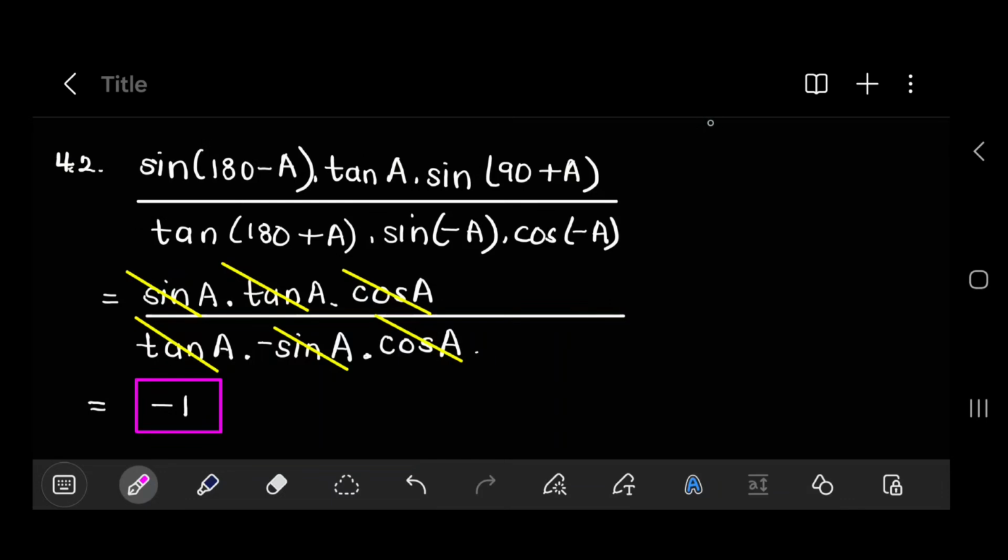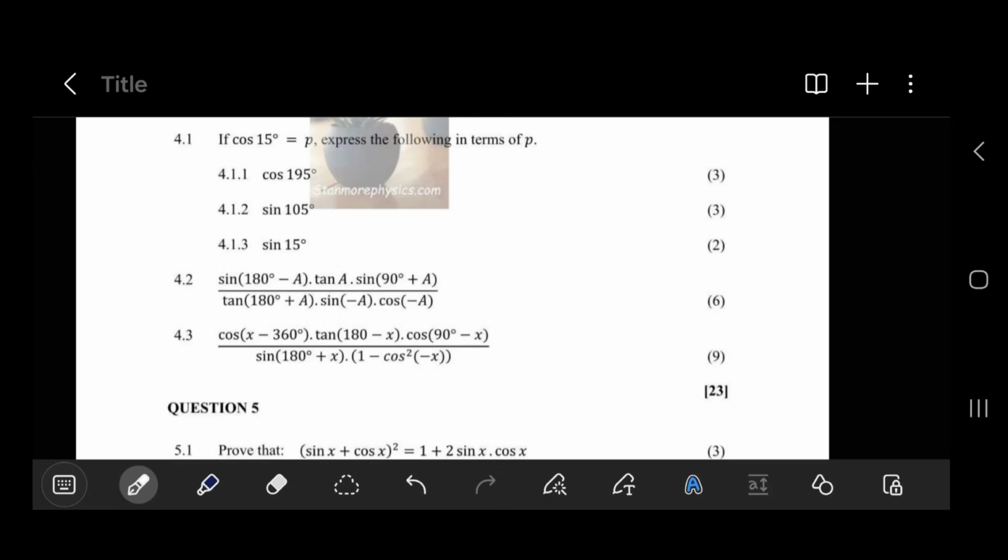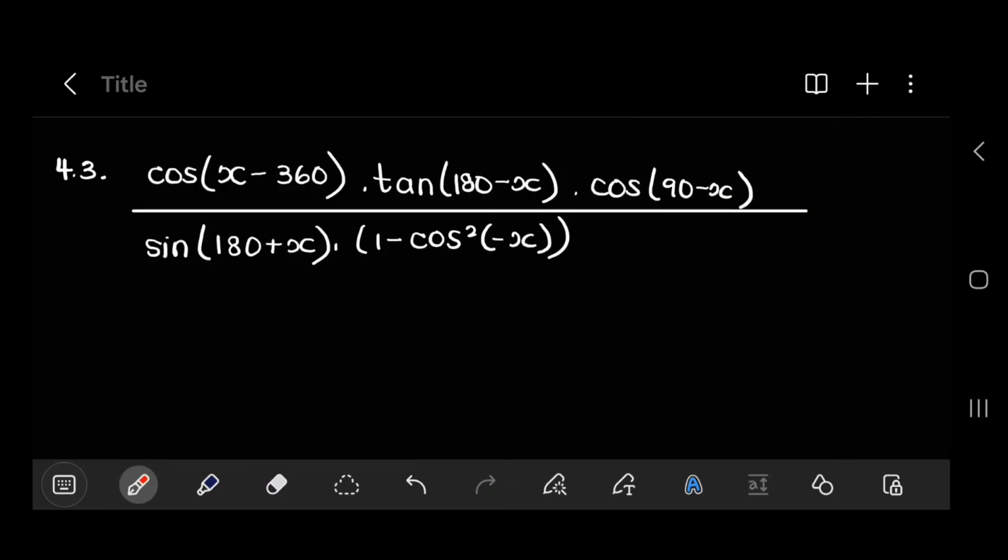Okay, let's go on. We are now on to 4.3. Very similar to 4.2, but this is now a 9-mark question, so that's quite a bit. Let's start off by rewriting what we're given. So we're going to work in a similar way where we work through each part. I'm going to start off by focusing on cos. In the numerator, we've got cos of x minus 360. So here's the thing. If it looks like a reduction formula, but it's swapped around, and the value is negative, you add 360 onto it.